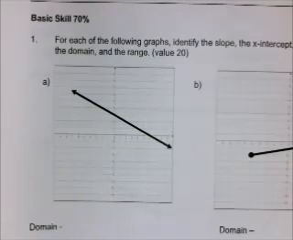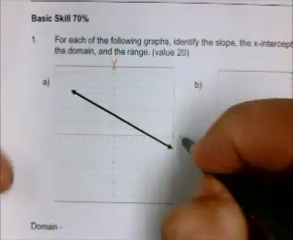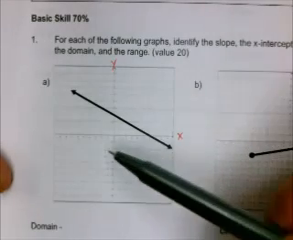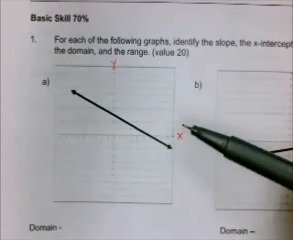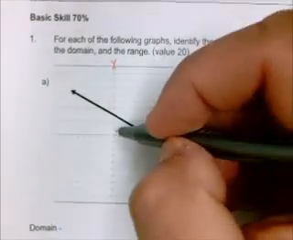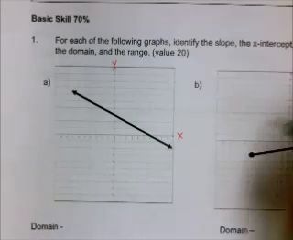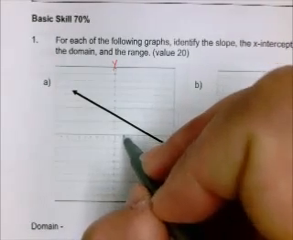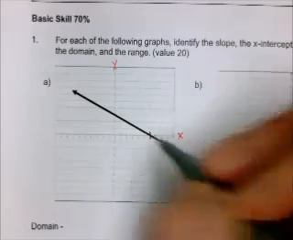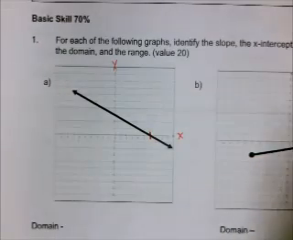Number 1, for each of the following graphs, identify the slope, the x-intercept, the y-intercept, the domain, and the range. Okay, so let's start with the x and the y-intercept. So first of all, this is my y-axis and this is my x-axis. And I know this is not overly clear on your page, but each one of these lines in this particular one is worth 1. And if they don't really make it clear otherwise, that's what we're going to assume. So if we're talking about the x-intercept, we're at the 1, 2, 3, 4, 5, 6. It's crossing at the 6, and that's a positive.